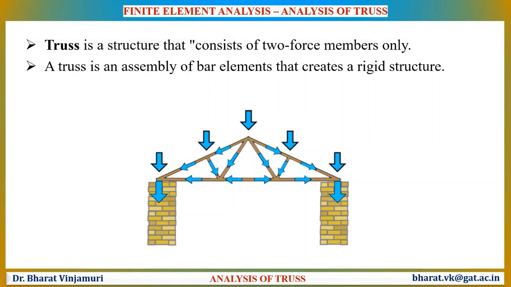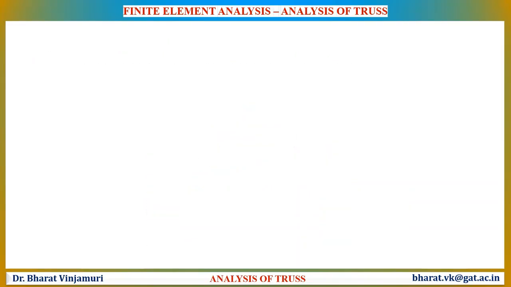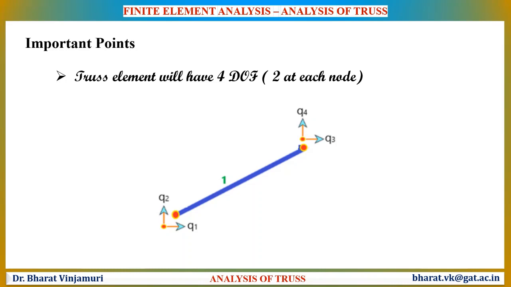Let us have a very quick overview about the truss members. A truss is a two force member. Basically, they are a combination of bar elements. It can take either tensile loads or compressive loads. A truss element will have 4 degrees of freedom, 2 at each node.